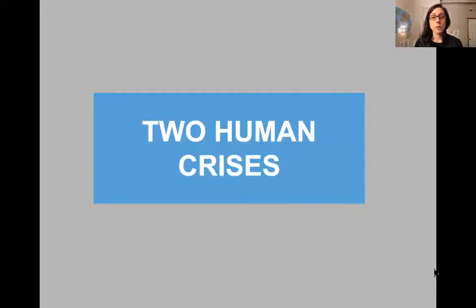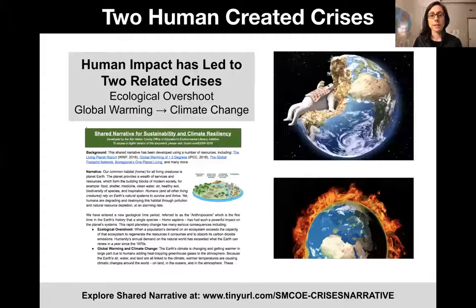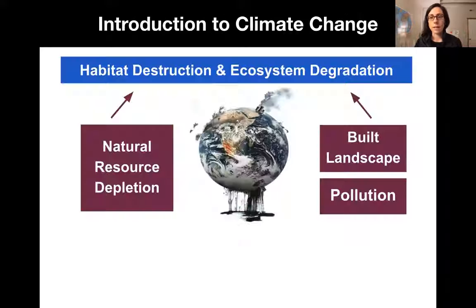So I think it's really important to start off by helping students understand that we are really facing two human crises. And the first crisis is ecological overshoot. The second one is global warming. And so helping students navigate that and really think through that ecological overshoot is the thing that started first, and global warming is the thing that started second. Sometimes I use this infographic to show that.